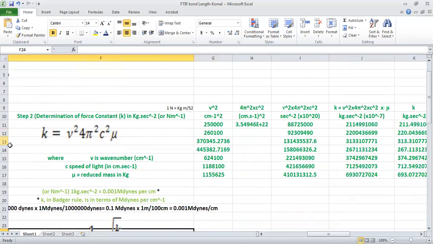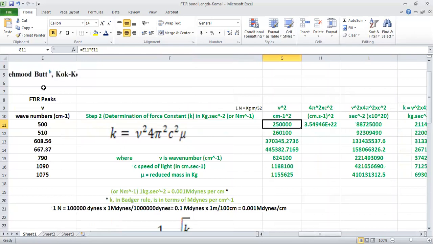So we are getting the value of the force constant by using this equation. The first one is very simple: nu is the wave number, and it should be as given over there in the wave number column. You have to multiply the wave number by itself, 500 multiplied by 500, and this will be the value. So this will become per centimeter square.